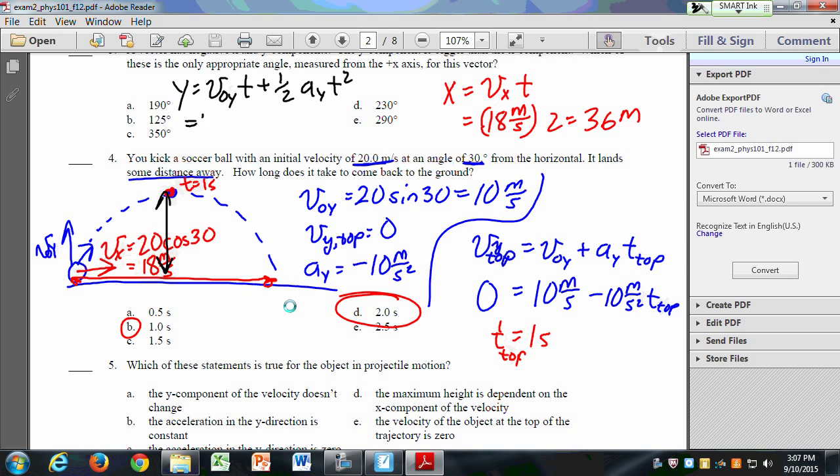This would be 10 meters per second times 1 second plus 1/2 of negative 10 times 1 squared. That's 10 minus 5 is 5 meters. So it goes up a height of 5 meters. It travels 36 meters out. It goes up a height of 5 meters.